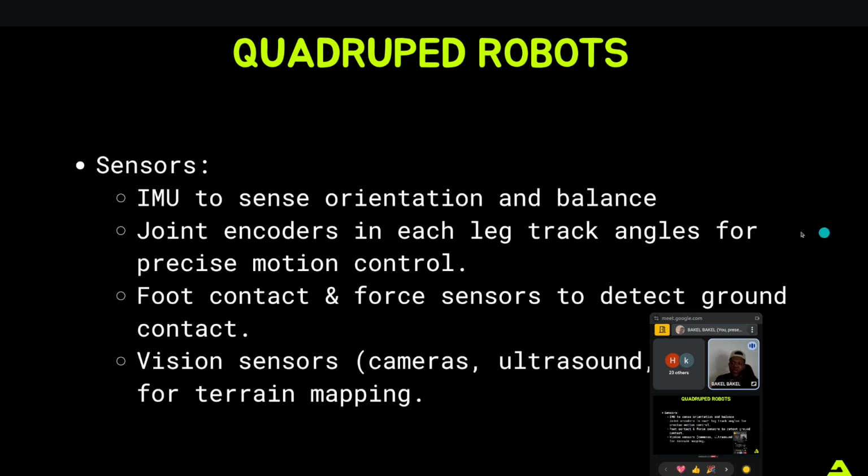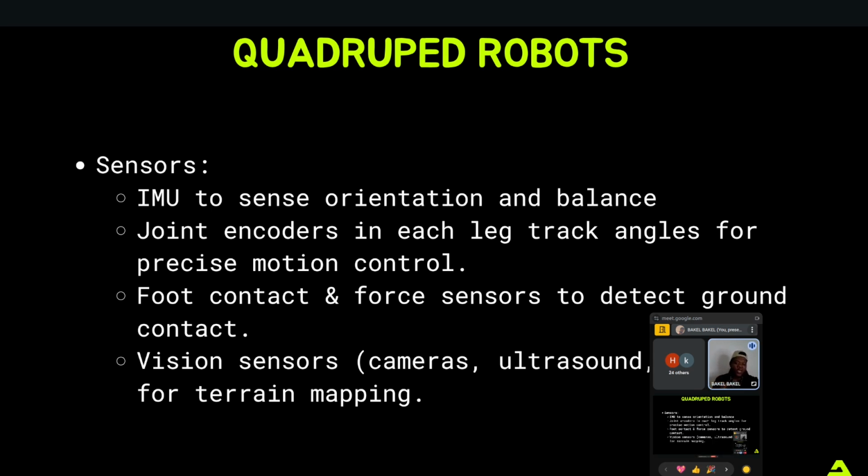So now we have an IMU sensor. An IMU sensor, inertial measurement unit, is used to tell orientation. So if, for example, it's bending in one way, the IMU can tell the control system that, hey, you are tipping one way. And the control system will now probably rotate one of the legs to balance it. So these are things that sensors do.